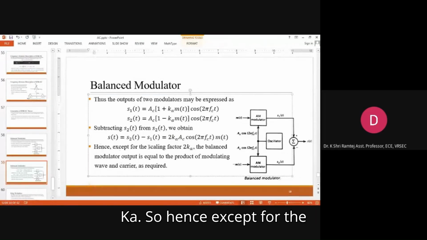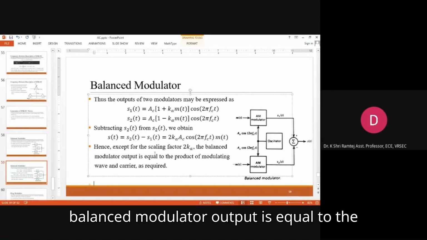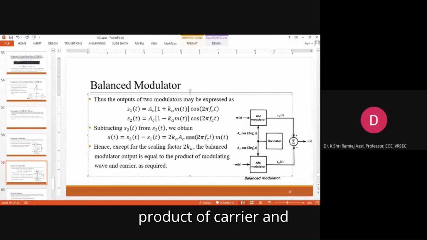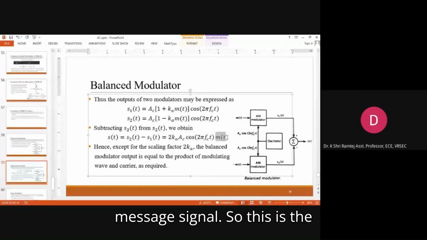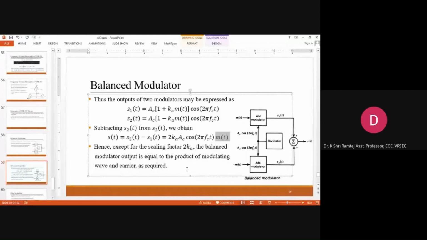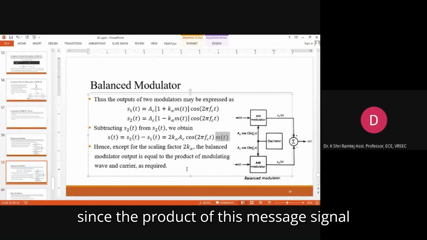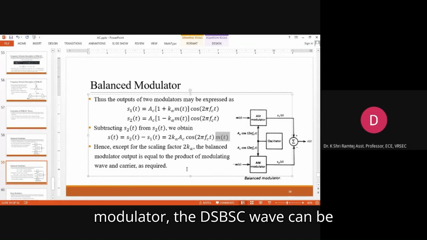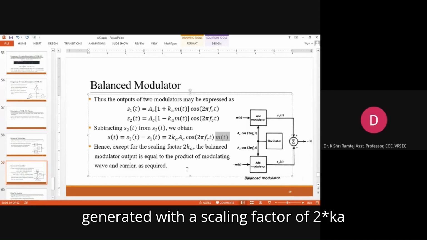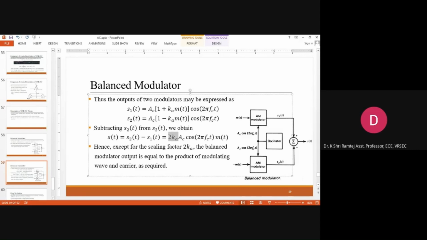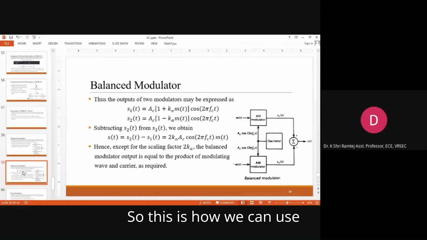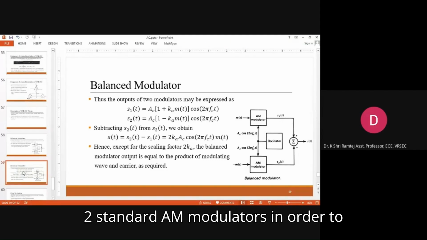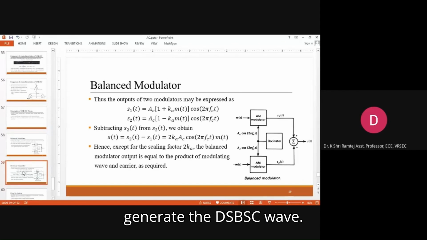Hence, except for the scaling factor 2 Ka, the balanced modulator output is equal to the product of carrier and message signal, and the product of the message signal and carrier is the DSBSC wave. So by using this balanced modulator, the DSBSC wave can be generated with a scaling factor of 2 into Ka. This is how we can use two standard AM modulators in order to generate the DSBSC wave.